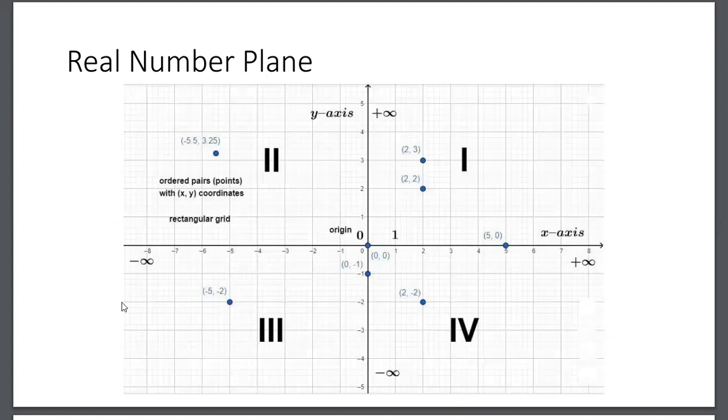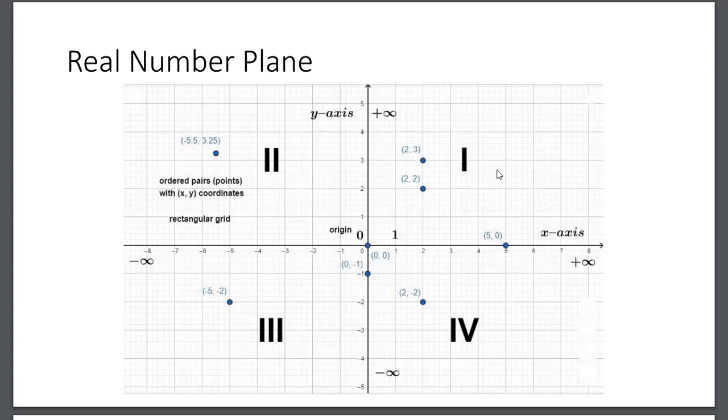Here we have the real number plane. The horizontal axis is the x-axis. The vertical axis is the y-axis. On the x-axis, it's a real number line. Positive numbers increasing to the right, negative numbers decreasing to the left, becoming more and more negative. 0 is where the 2 axes intersect, the vertical and the horizontal. The y-axis increases up and the negatives are down.